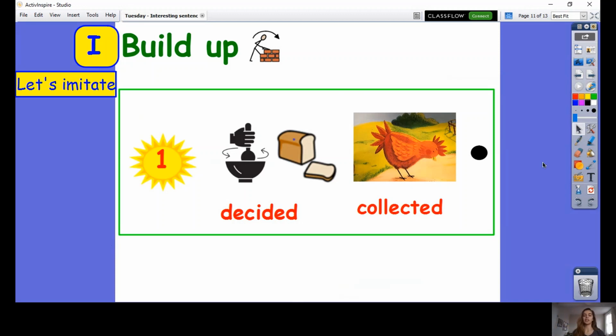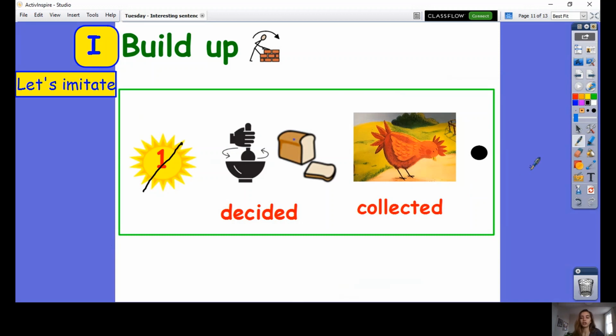One day she decided to make some bread. So she collected some grain. Full stop. Well done, remember your full stop at the end. So today we are changing our sentence starter. We don't have one day anymore. We've got something even better. We are adding our adjective for our bread, and we're having an adjective for our grain.